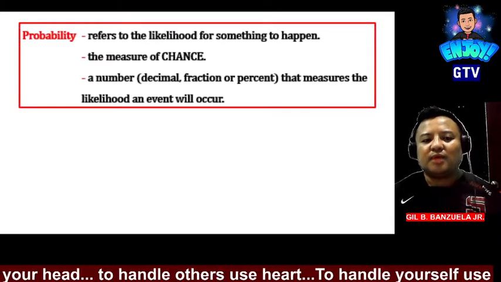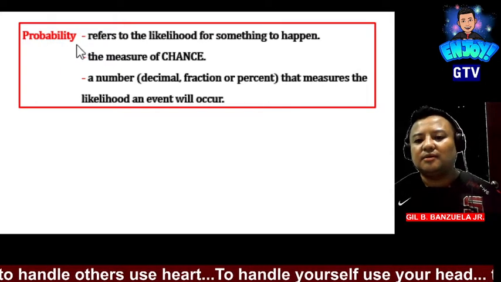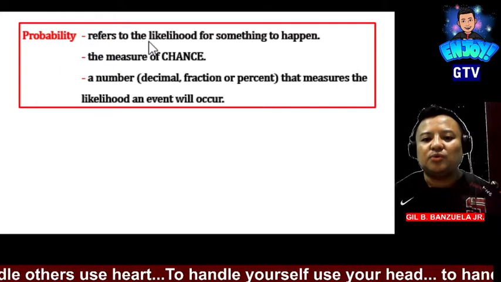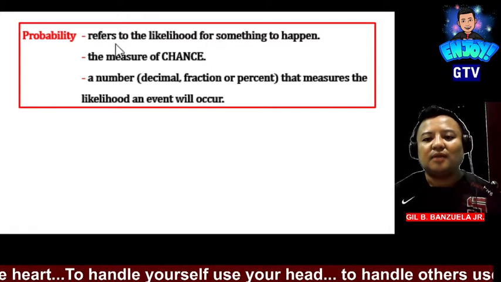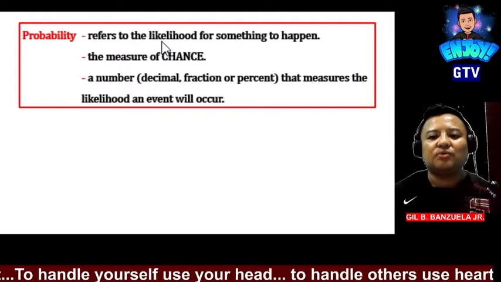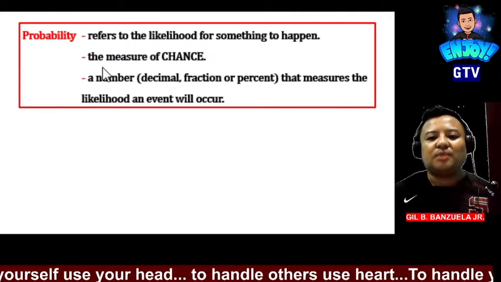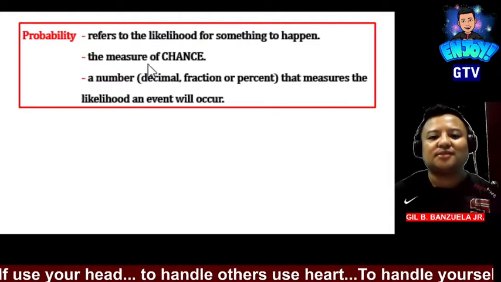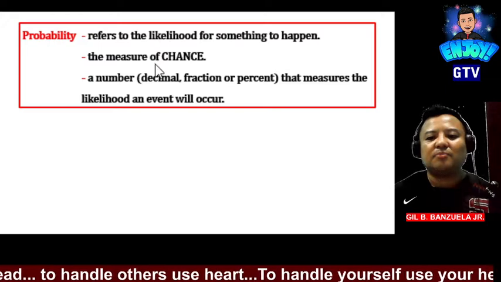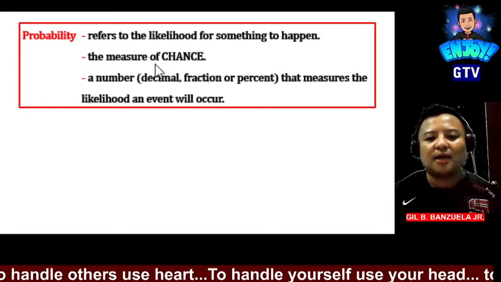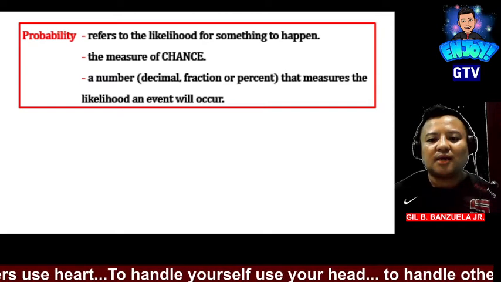So, at first, we have to define the term probability, no? So, it refers to the likelihood for something to happen. Take note, it refers to the likelihood for something to happen. And probability refers to the measure of chance. Ayan. So, kailan ba ito mangyayari? Ano ang chance? Ano ang probability na mangyayari ang isang bagay? Ibig sabihin, pag tinanong tayo nun, ano ang chance na mangyayari yon, no?